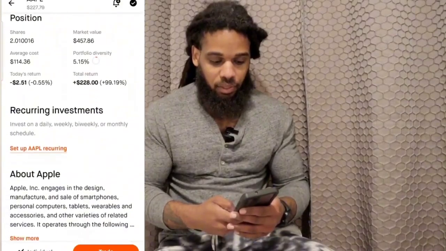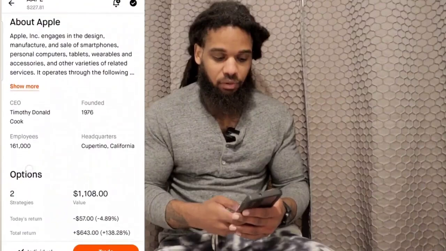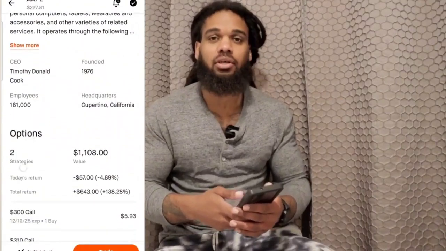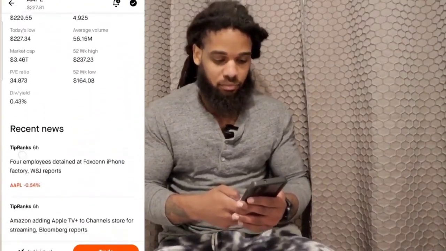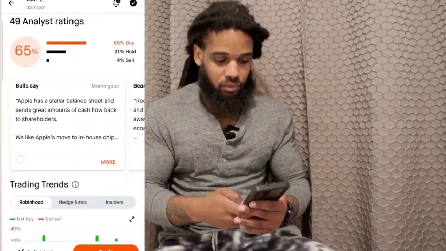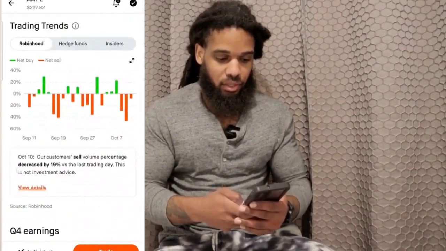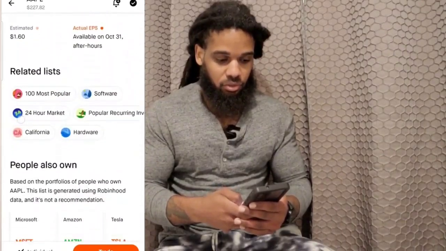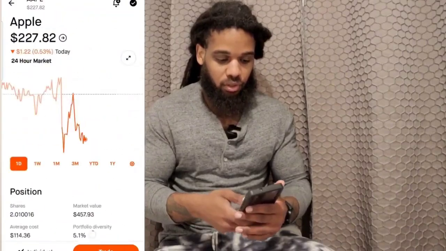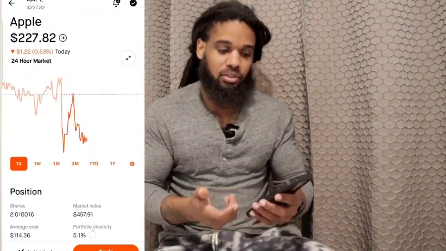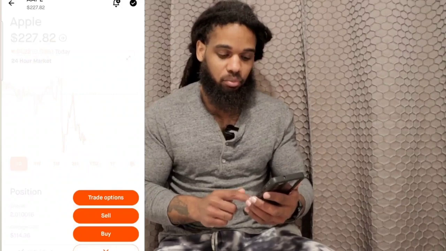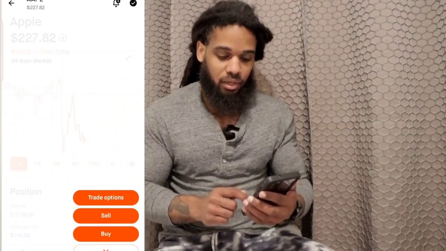From there, you could scroll down. You could see different information about the company that you're deciding to trade. You got news, analysis, trading trend, and so on. So once you're on the stock on Robinhood, then you press the trade button there and you press buy.